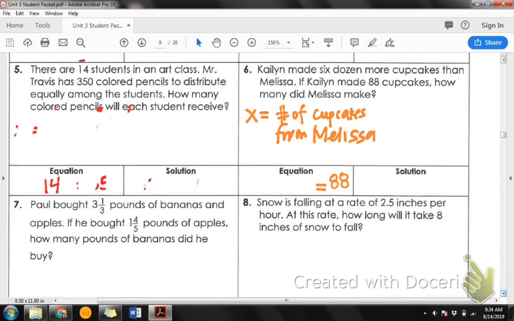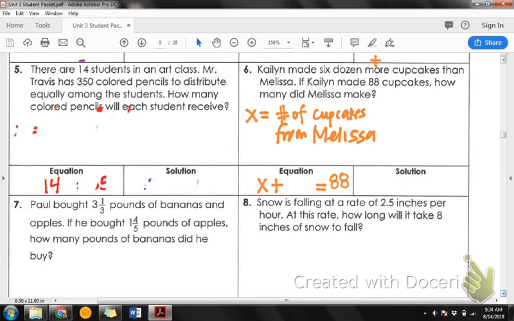All right, so if you've gotten this far, you at least are getting some points to be able to start something, right? Now, 6 dozen more cupcakes. More means we're going to be doing what? You're going to be adding. If I have 5 more than you, are you multiplying by 5? Or are you adding 5? You're adding 5, okay? So 6 dozen more cupcakes than Melissa. We don't know how many cupcakes Melissa made, but we called it what? X, okay? So we got our X and we're adding 6 dozen more.